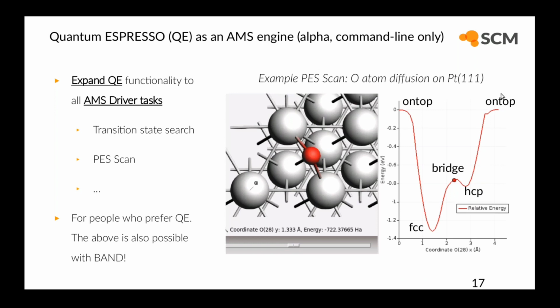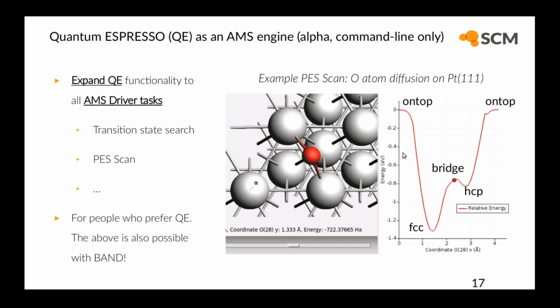Second to final point is Quantum Espresso as an AMS engine. So this is now a sort of an alpha release or command line interface to this. So it's sort of like what I showed with the ASE calculators, but with Quantum Espresso. So the goal here, or the reason to do this, is to expand the Quantum Espresso functionality to all the AMS driver tasks. That includes, for example, transition state search, PES scan. You could also do this PES exploration that I showed. You can do conformers, maybe, or anything you like. And this is, if you already are familiar with Quantum Espresso and you prefer Quantum Espresso for some reason, then I think it's quite a nice feature. Of course, this is all possible with our own DFT code band, right?